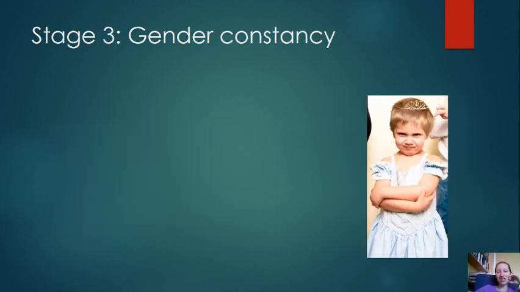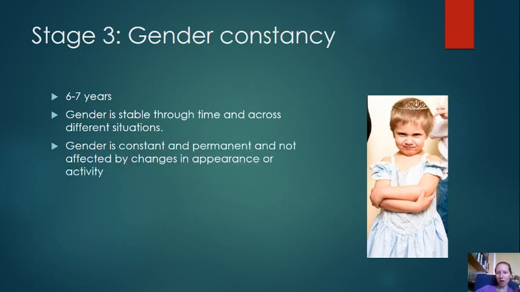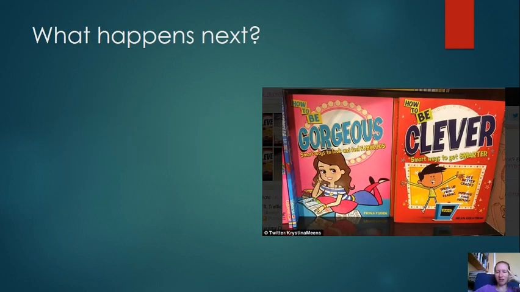And the last stage, gender constancy, is where they understand that across different times and different situations, gender is stable. So they understand it's constant and it's permanent. It's not affected by changes in appearance or activity. If a man were to put on a dress, they would still understand that that's a man and not a woman. So it's this idea of constancy. They know that it's not going to change across time and across different situations.